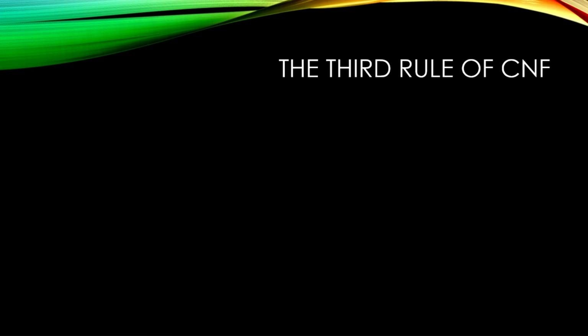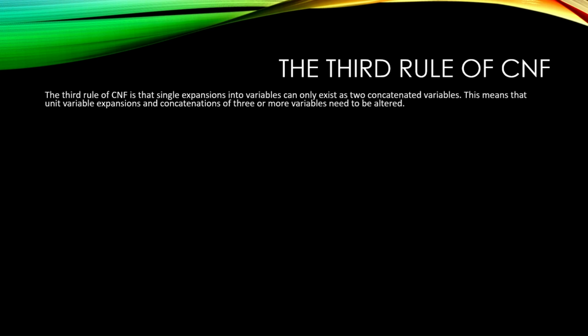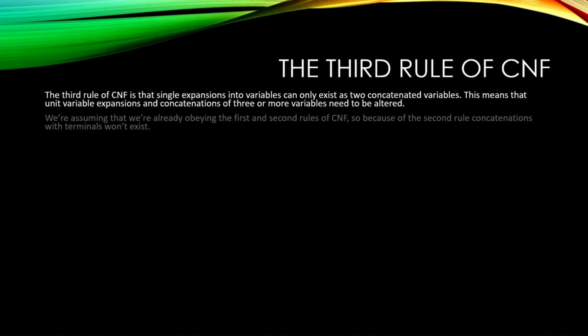Everything is indeed nothing, and nothing is everything. That's the way of life. With the third rule, we've done the first and second rule. The third one is that single expansions into variables can only exist as two concatenated variables. So unit variable expansions and concatenations of three or more variables need to be altered.